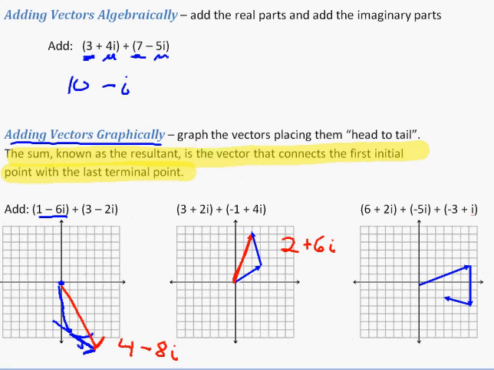And our resultant is from the first initial point to the last terminal point. And so this one ends up being 3 minus 2i. And so that's how you can add vectors graphically.